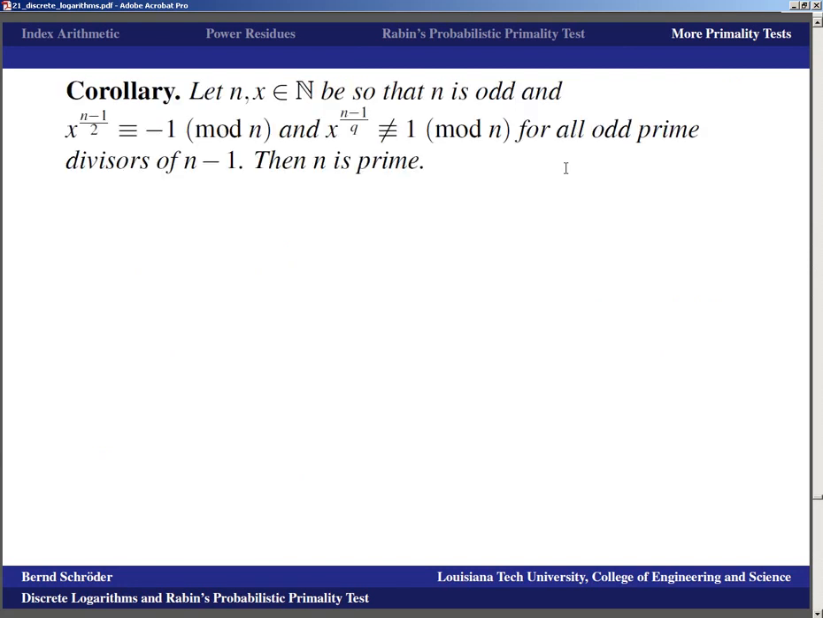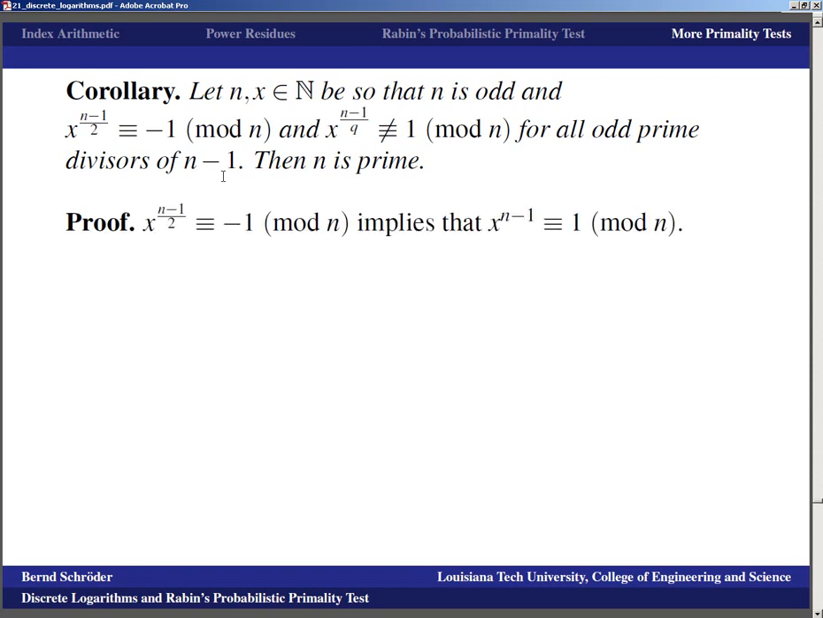That actually can be parlayed into a couple of things. So first of all, there's a corollary here. Take n and x to be natural numbers so that n is odd, and x to the (n-1)/2 is equivalent to -1 modulo n, and x to the (n-1)/q is not equivalent to 1 modulo n for all odd prime divisors q of n-1, then n is prime.